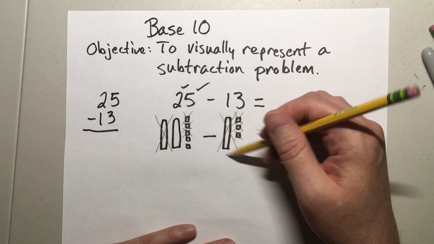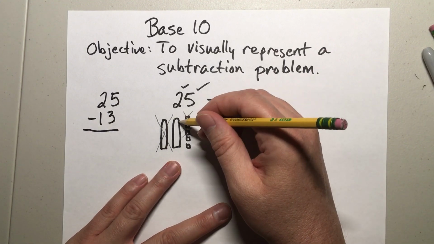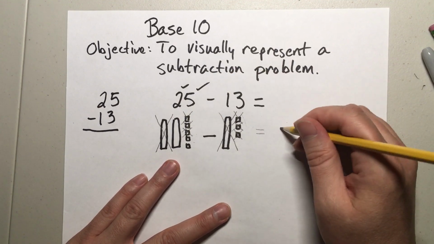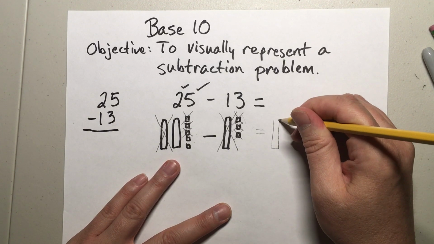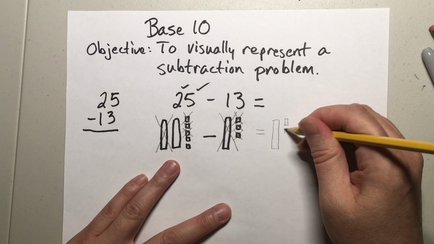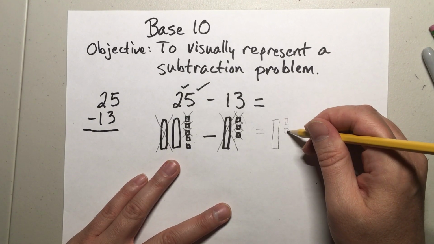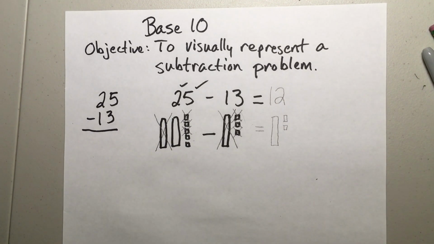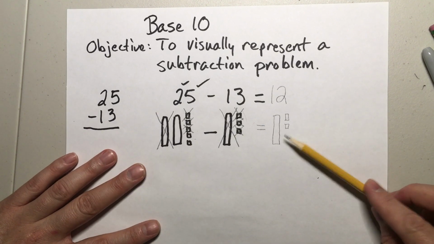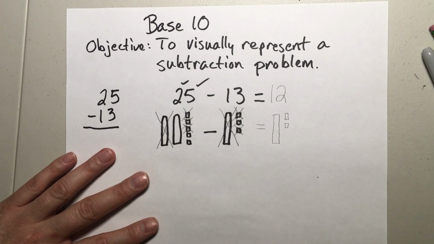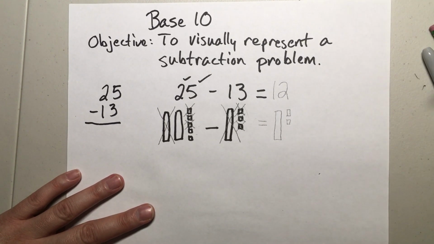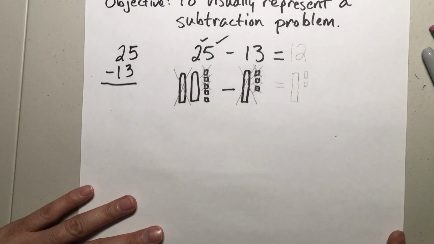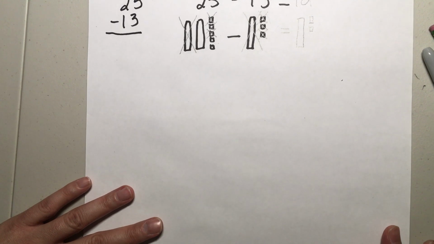Notice I don't have anything here anymore. But what I have on this side is 1 10 and 2 1s, and that equals 12. 10 plus 1 plus 1 equals 12. 25 minus 13 equals 12. It's fun. Kids really like this strategy. It's not for some kids. Some kids don't like it, but some kids really get into it. And even the ones that say they don't like it, they kind of do in some ways.